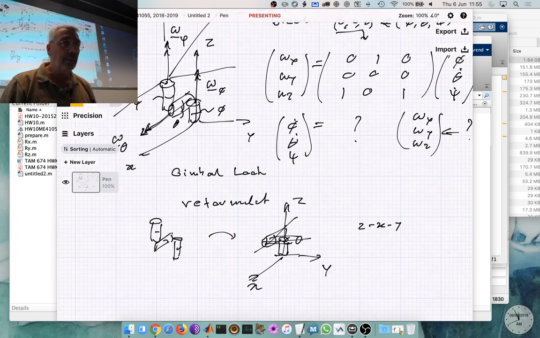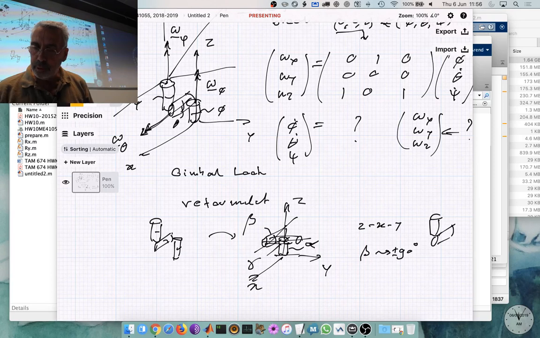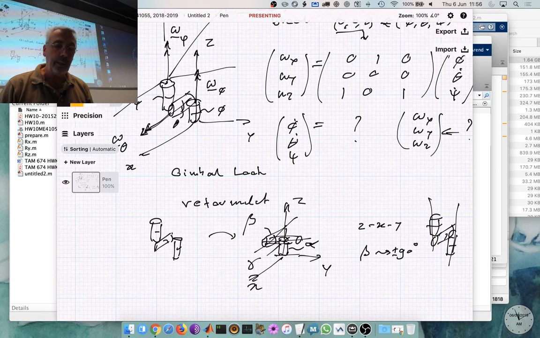Well, what happens when you run this problem, then somewhere you get the case that this middle angle, so let's call them alpha, beta, and this one gamma, somewhere in your analysis beta will approach 90 degrees, plus or minus. And then what happens? Well, then again we are in the same horrible situation. Then we have this, right? Then axes are aligned again, and we have gimbal lock.